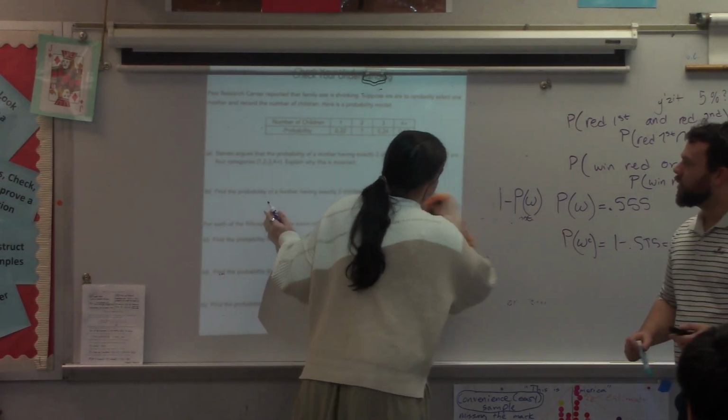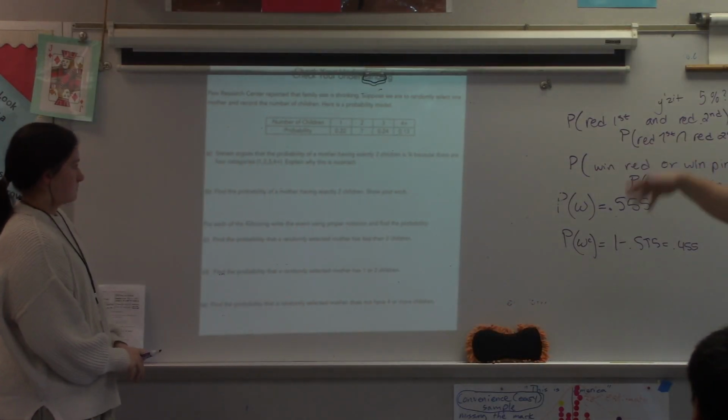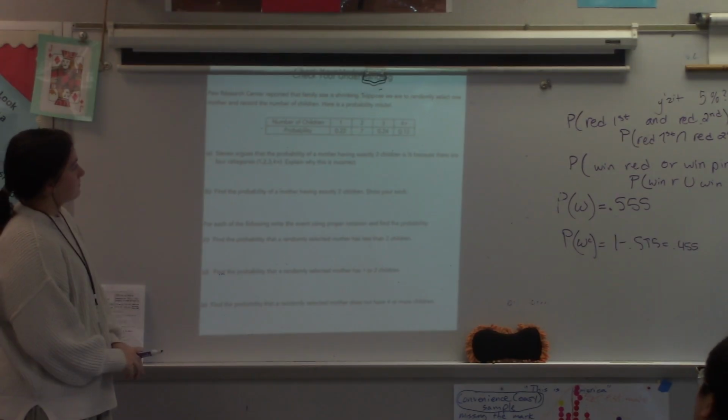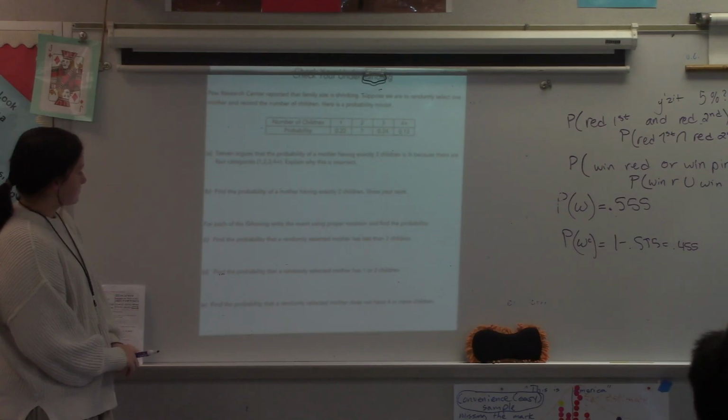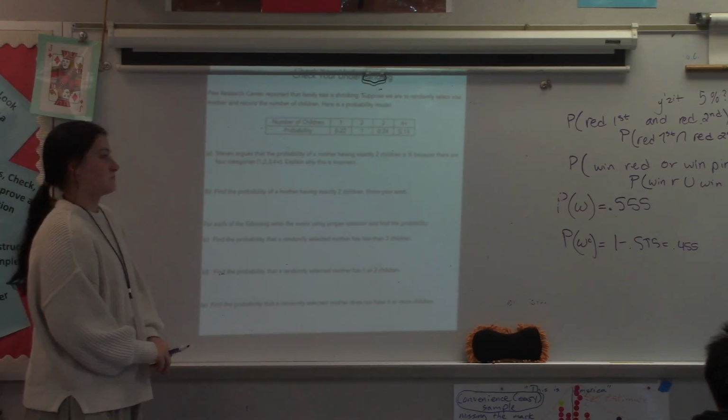Alright, so guys, let's talk through this probability. Part A here, Stephen, so Pew Research reported that family size is shrinking. Suppose we were to randomly select one mother and record the number of children. Here's a probability model. Stephen argues that the probability of a mother having exactly 2 children is 1/4 because there are 4 categories. Explain why this is incorrect.